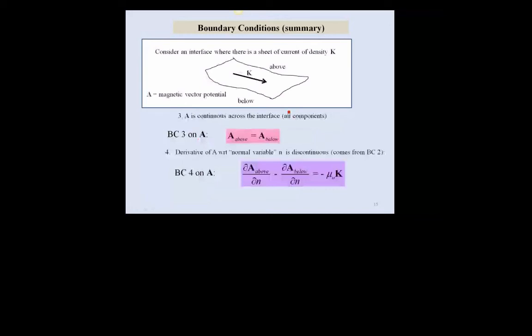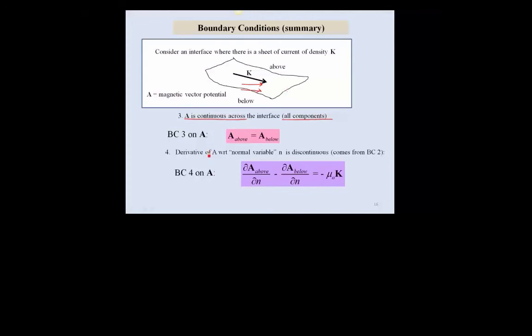So what about A? We've got the same condition here, and we're looking at A on the two sides of the current sheet. The first boundary condition is that the vector A itself is continuous across the interface. And this is all components. BC3 on A is A above equals A below. If you were to look at this in some way where you have your A vector below and then you get an identical vector above for the A. And remember, A is supposed to be in the direction of K.